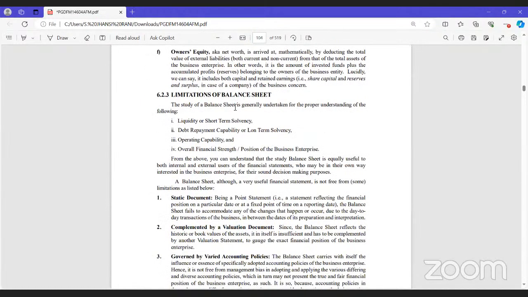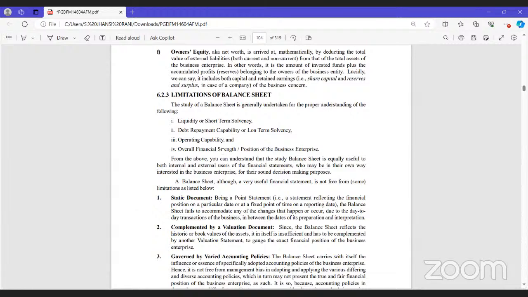So we have limitations of the balance sheet, that is, we have four limitations: liquidity or short-term solvency, debt repayment capability or long-term solvency, operating capability, and overall financial strength. We can understand this from the balance sheet.